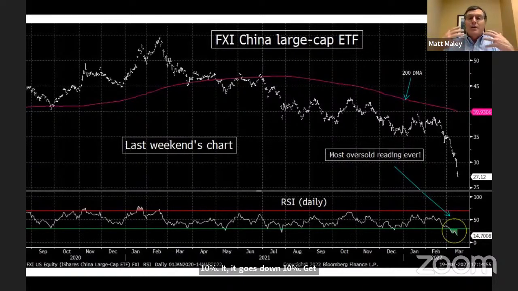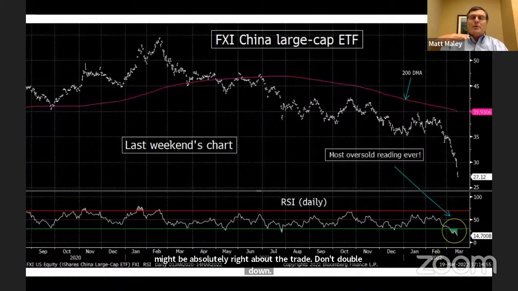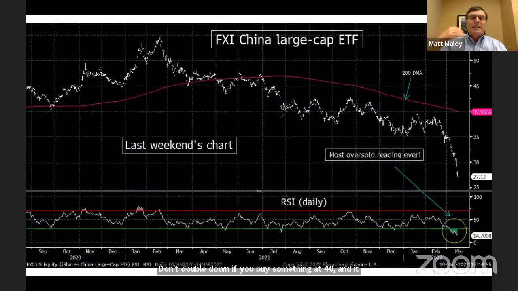You might be absolutely right about the trade. Don't double down. If you buy something at 40 and it goes to 30 and you double down, your average price is 35 and it's trading at 30. Now you're relying on hope to get back to even. Get out of the trade and find another time.